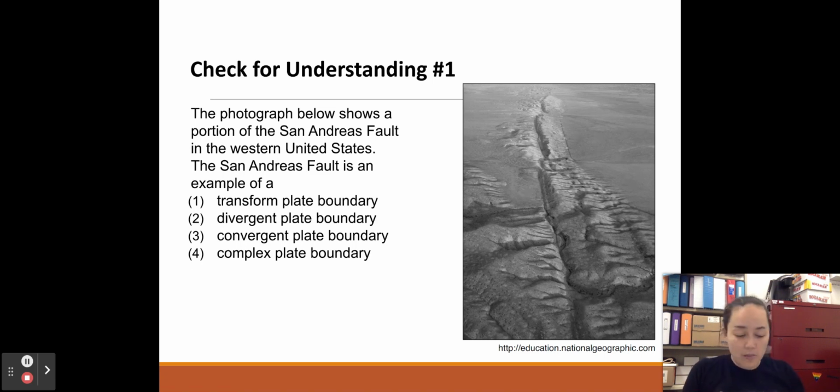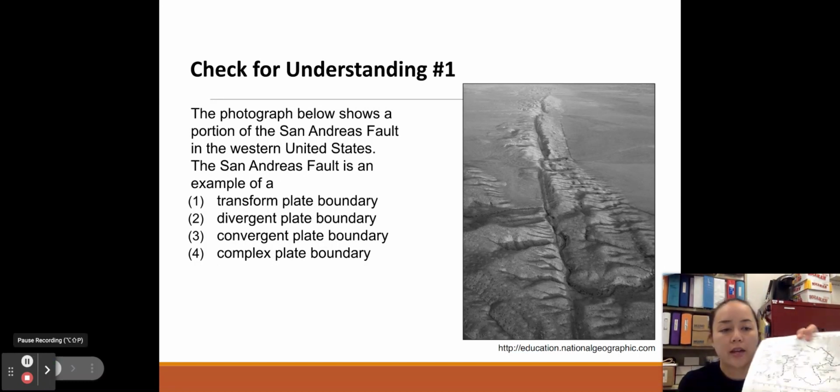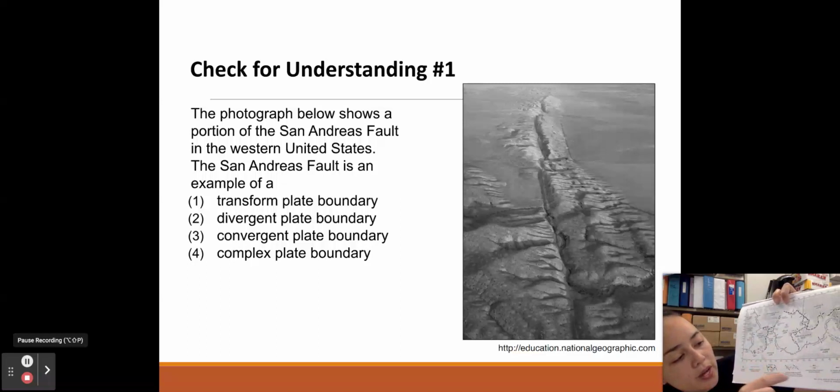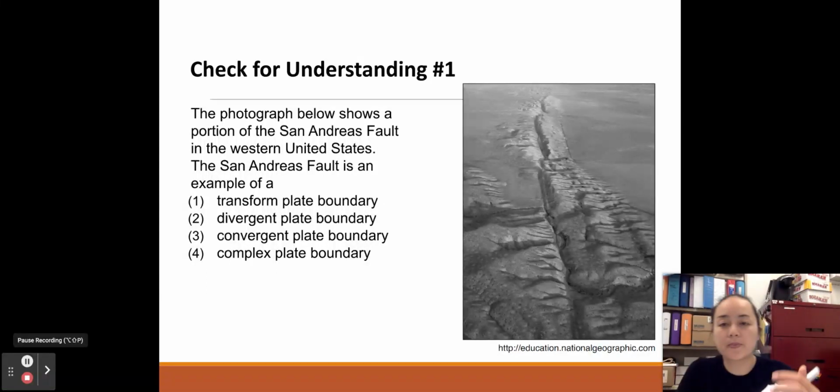And so if you look on page 5, you can see that at the San Andreas Fault, the arrows are going past each other. So it's going to be a transform plate boundary. So it's going to be number 1. So again, if you're looking at your reference table, you look over in the western part of the United States, the San Andreas Fault is labeled, and you can see that the arrows are going opposite each other, and so that's going to be a transform plate boundary.